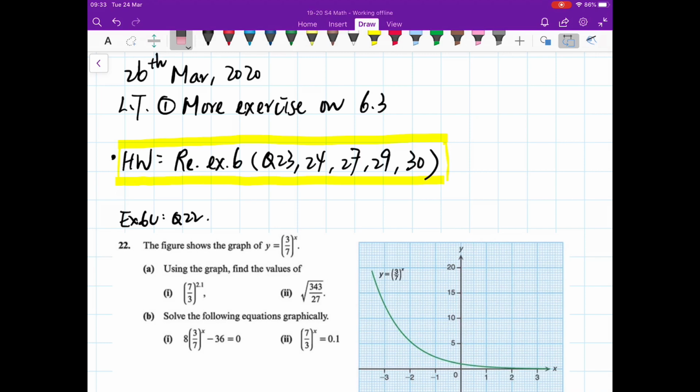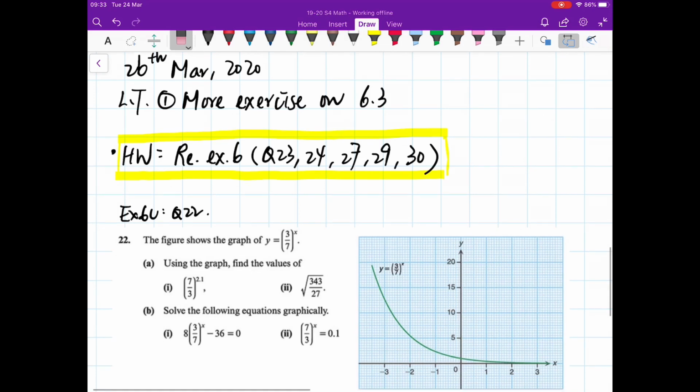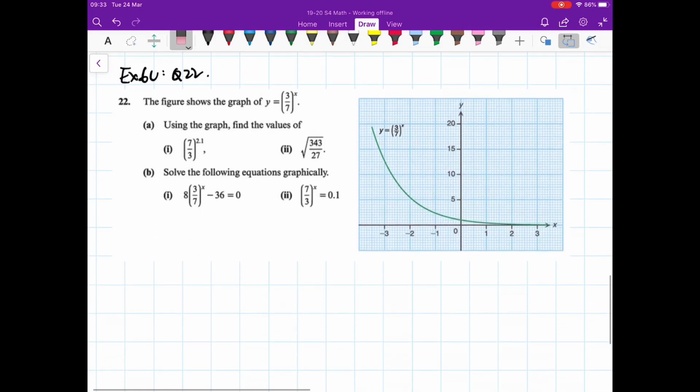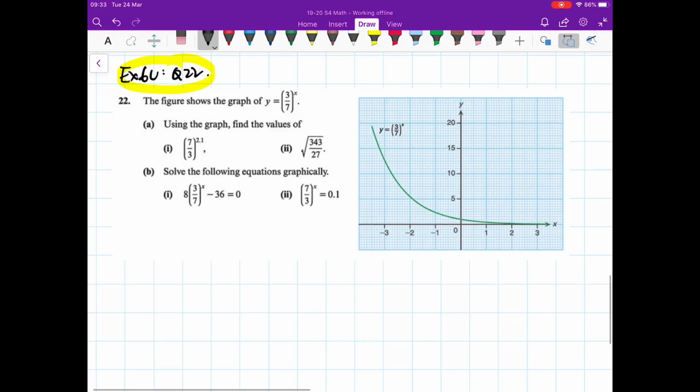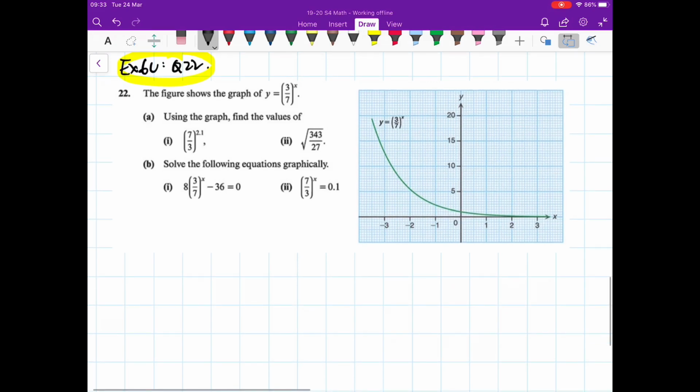In this video, I will talk about one of the questions in exercise 6C, question 22, which I assigned to you yesterday. I will show you the calculation. For the graph drawing, I will not show you. In this question, the graph given is y equals to 3 over 7 to the power x. That means we are going to use the base of 3 over 7.